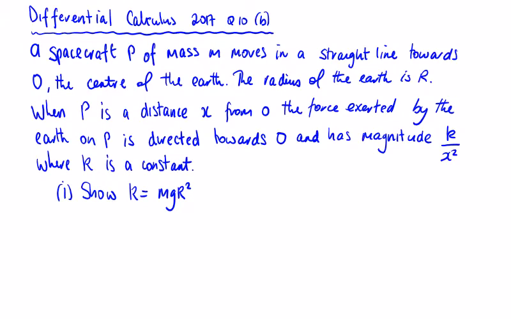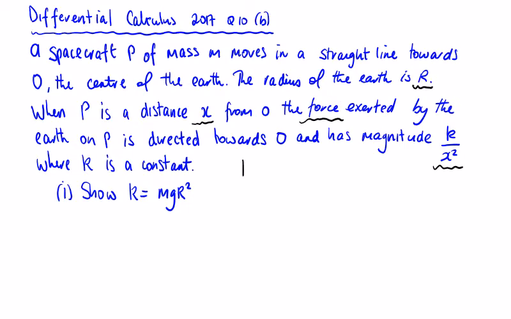Differential Calculus 2017 question 10b. A spacecraft of mass m moves in a straight line towards O, the center of the Earth. The radius of the Earth is r. When p is a distance x from O, the force exerted by the Earth on p is directed towards O and has magnitude k over x squared, where k is a constant. Show k is equal to mg r squared.